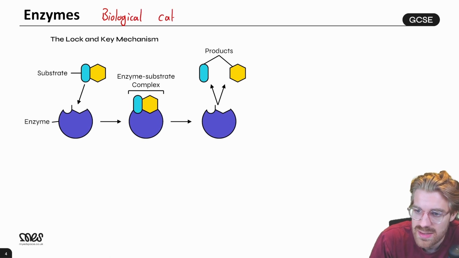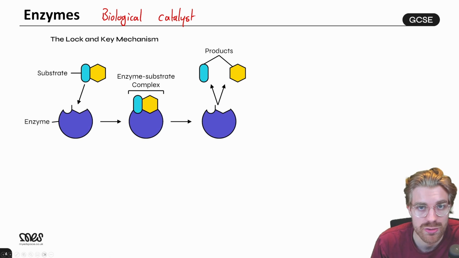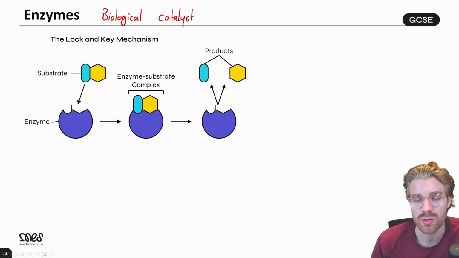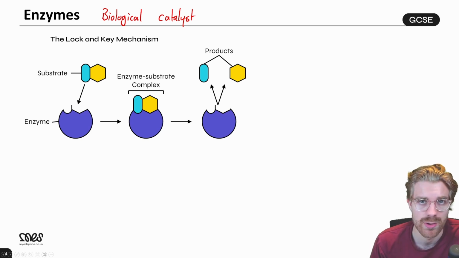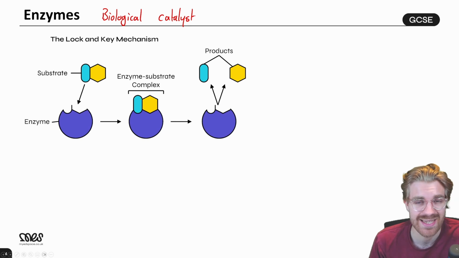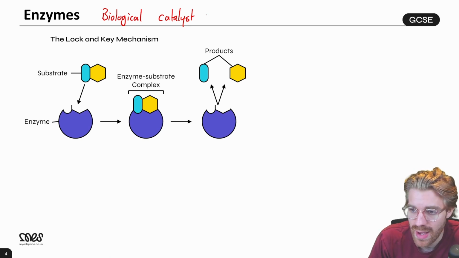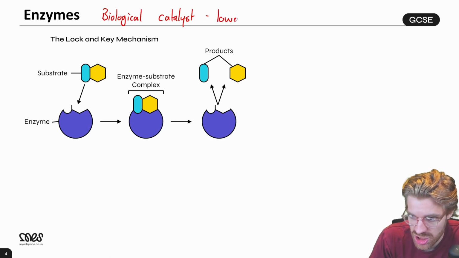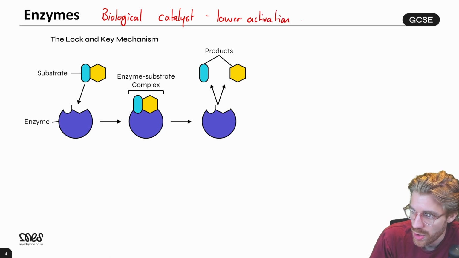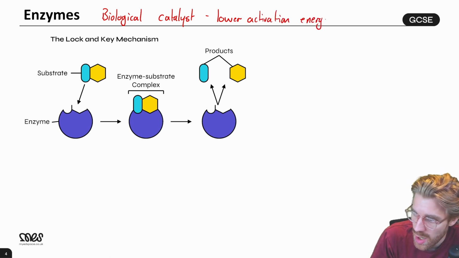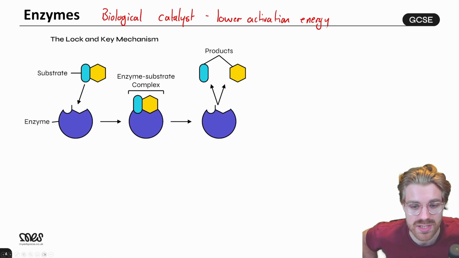What that means is that they are biological molecules. Enzymes are made of protein, and their role is to speed up the rate of chemical reactions. Now, just like a catalyst in chemistry, they do that by lowering the activation energy. So, how do enzymes work? How do they speed up these reactions?